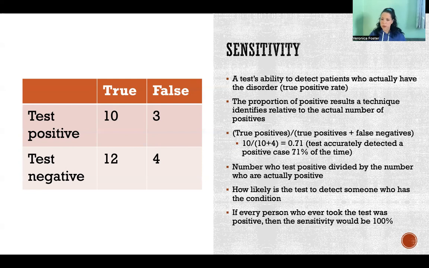Okay, so if all these people get the test, 71% of the people who do have that condition will test positive. So it has nothing to do with whether we have any false positives. That's not what sensitivity looks at. It's just looking at how likely it is that if somebody does actually have a condition, the test is going to detect that condition.